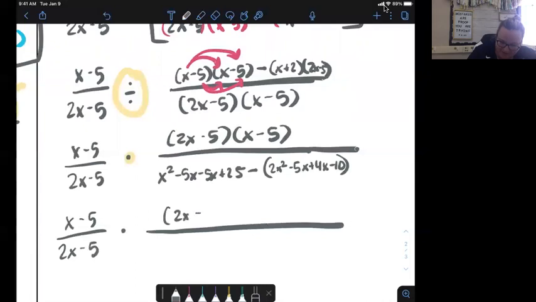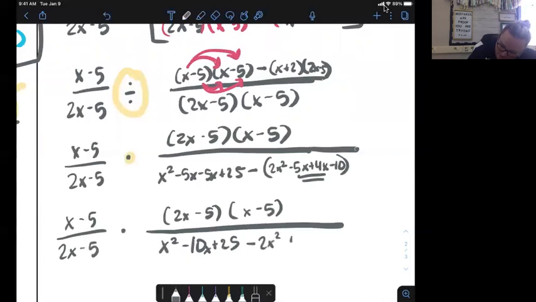Maybe at that last step, you realize that negative 2x minus 5 divided by 2x minus 5 is going to simplify. If not, that's fine. X squared minus 10x plus 25. And then I'm going to distribute this negative. This would become negative x. So I'm going to have negative 2x squared plus x plus 10.